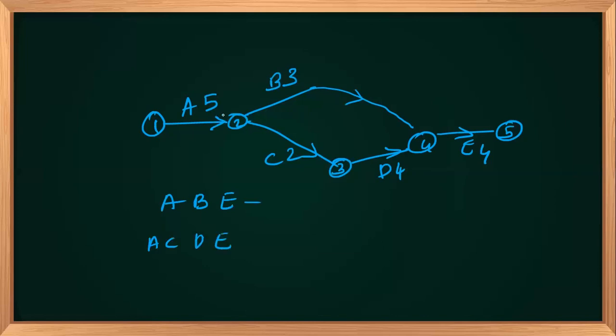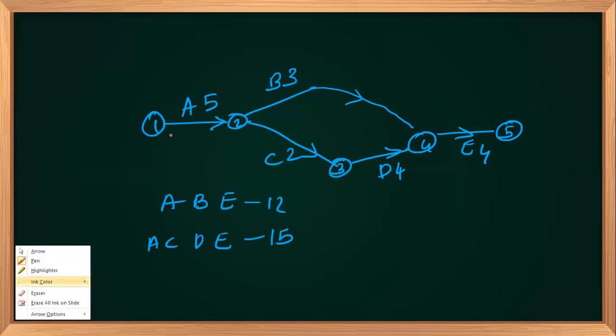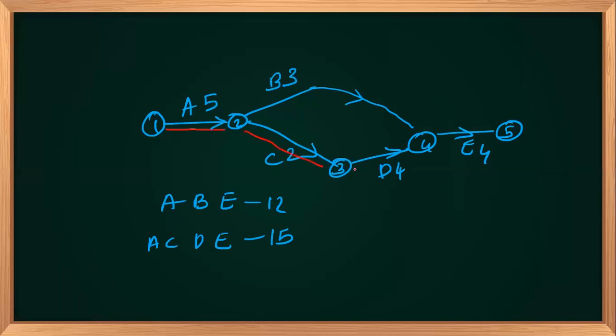So what will be the length of this path? 5 plus 3 plus 4, 8 plus 4 will be 12. What about this one? 5 plus 2, 7 plus 8, 15. So 15 is the longest path, which we will call the critical path. The length of the critical path will be the minimum duration.